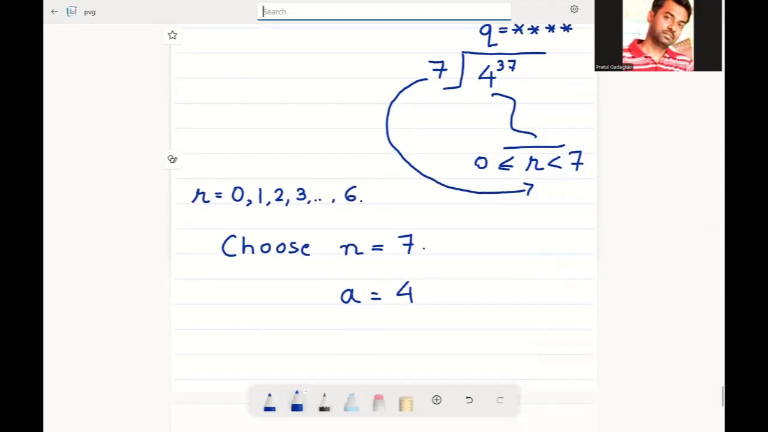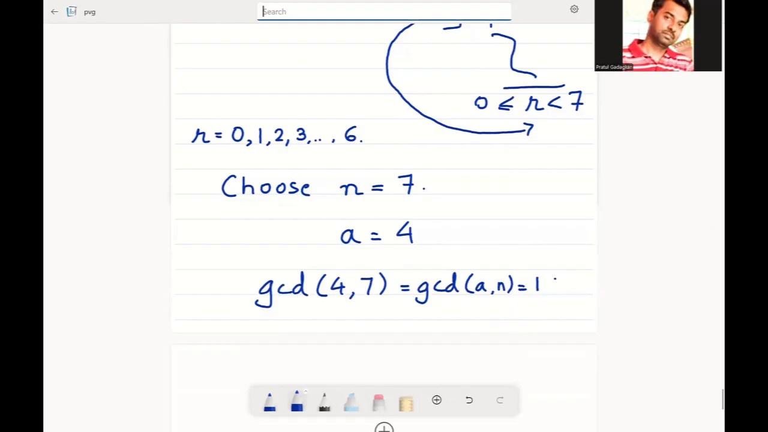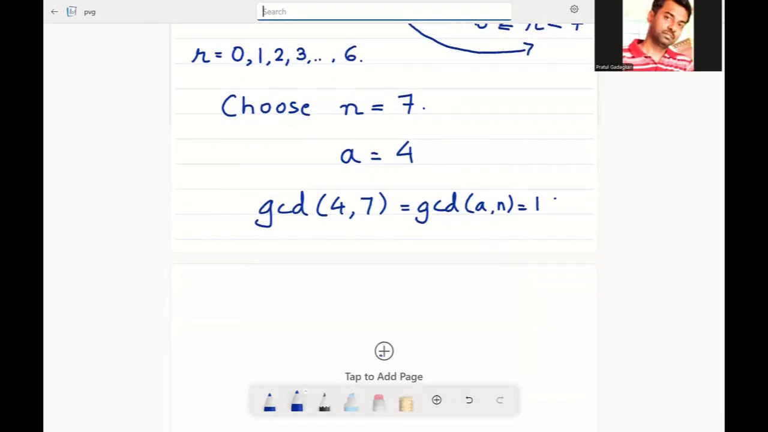In Euler's theorem, we have a raised to something, and in my problem, I have 4 raised to something. So I now understand that a has to be equal to 4. Is the GCD of 7 and 4 equal to 1? Are they relatively prime? Yes, the GCD of a and n is 1. So this means I'm eligible to apply Euler's theorem.